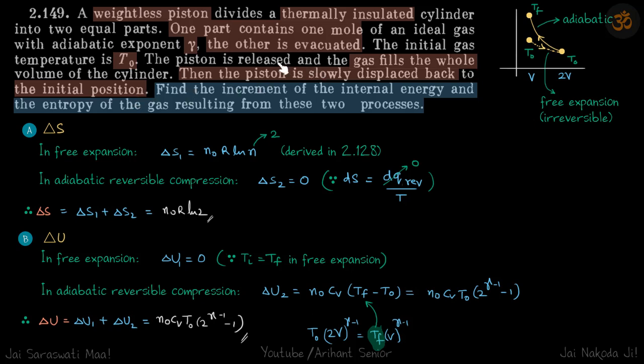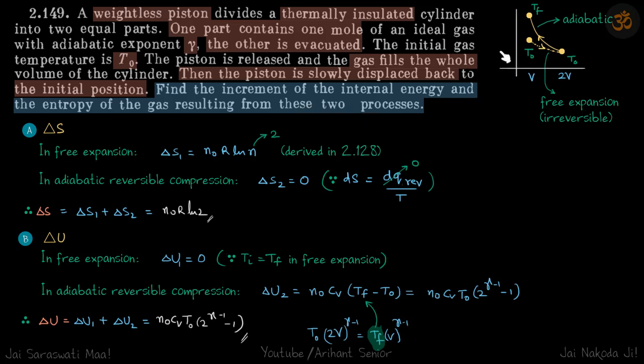So the first part, when the piston is suddenly released, is a case of free expansion. And when the piston is slowly displaced back, that is a reversible process. Find the increment of the internal energy and the entropy of the gas resulting from these two processes.